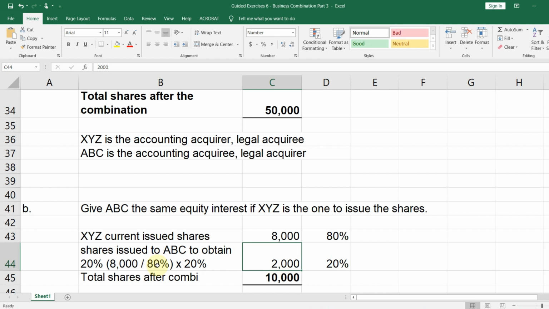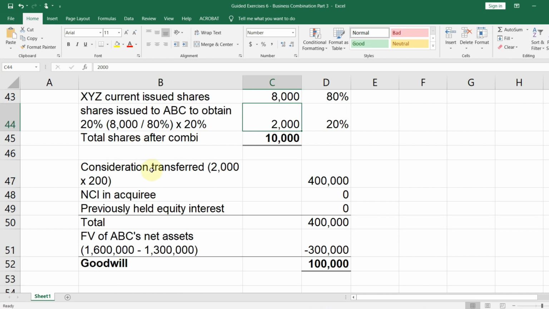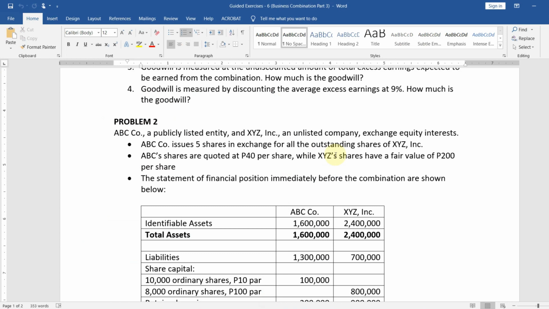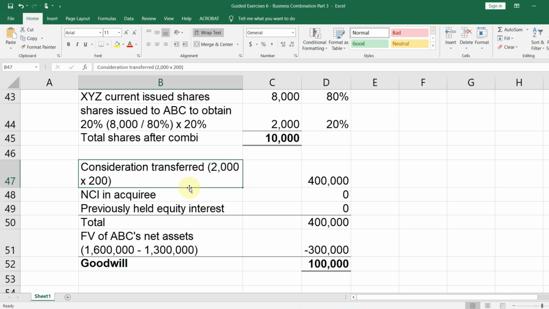We turn the world back around. So let's now compute for the goodwill. We have our basic computation. Consideration transferred is 2,000 times 200. Ma'am, what is the 200? That's the fair market value of XYZ's shares, because XYZ is the one issuing in this scenario. So 2,000 times 200 is 400,000. Then NCI in the acquiree is 0. There is no previously held interest, so 400,000.